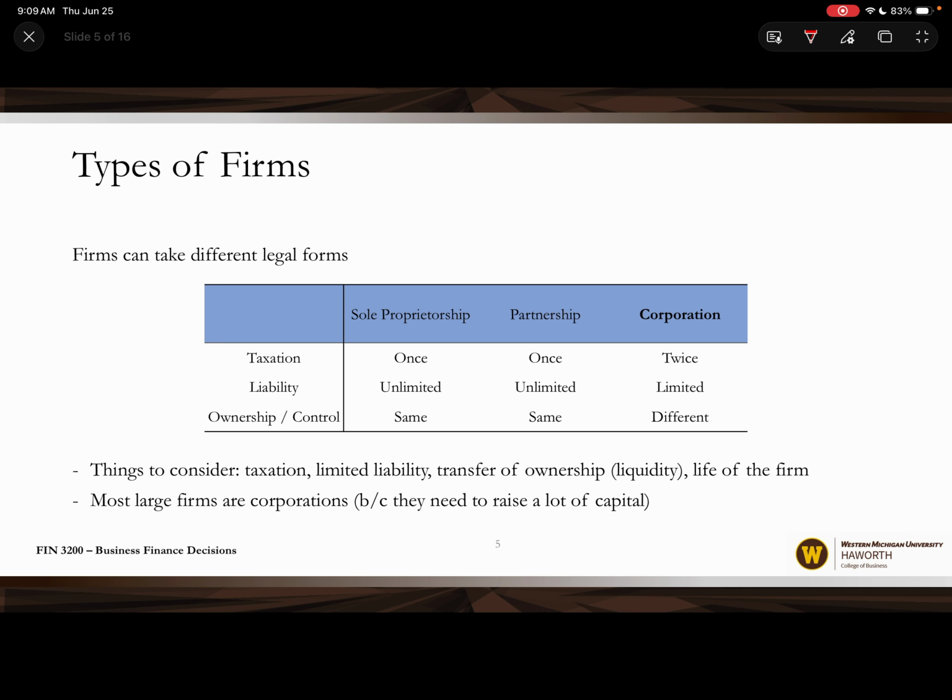So that's taxation. And we're going to talk about liability on the next slide.